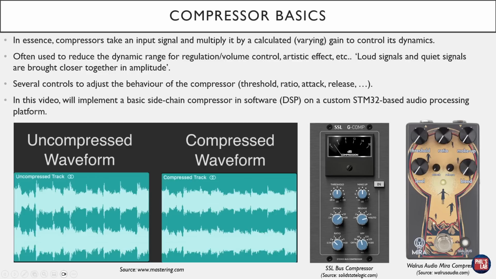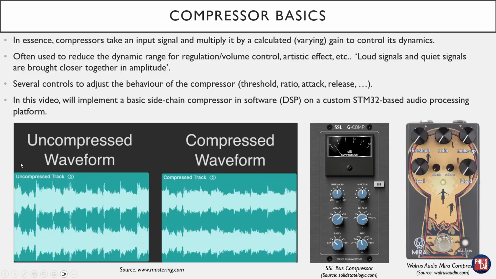Whereas on the far right-hand side, this is a Walrus Audio Mirror, which is a guitar effects compressor, so specifically for guitar frequencies and for guitar amplitudes and signal levels. And that also has some similar controls, such as threshold, ratio, but also has different controls as well, for instance, a blend. So not all compressors are built the same. They're built for certain audio sources or for other ones with different controls and different architectures, as we'll see.